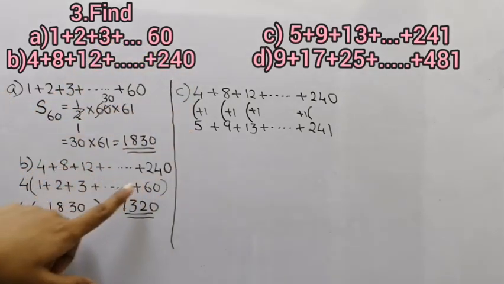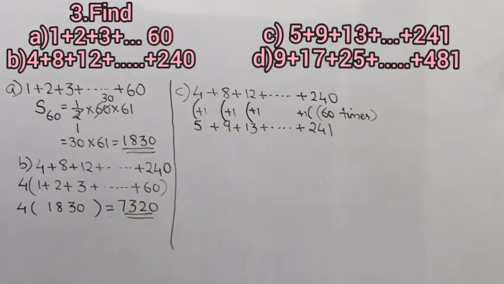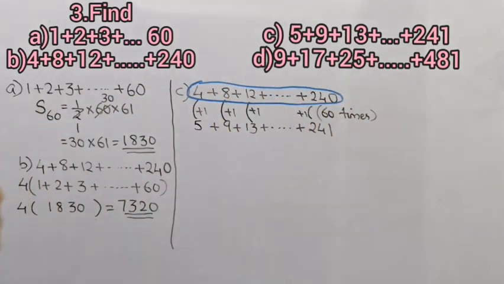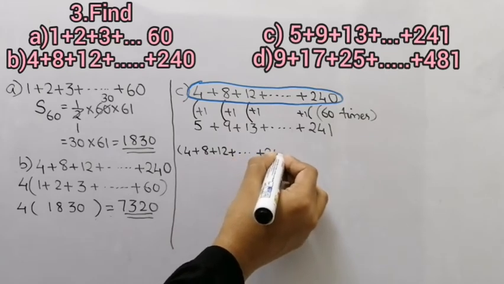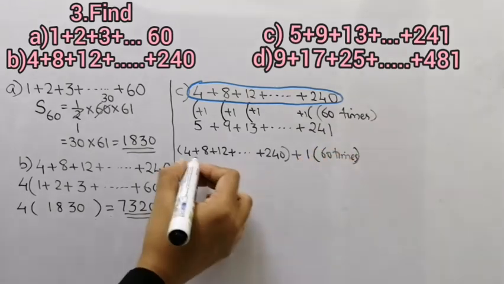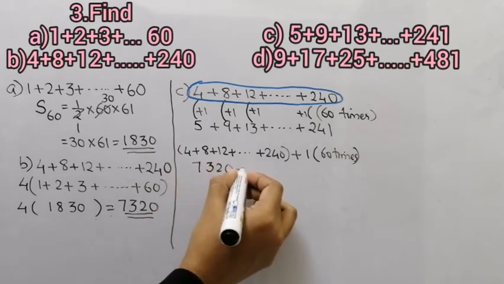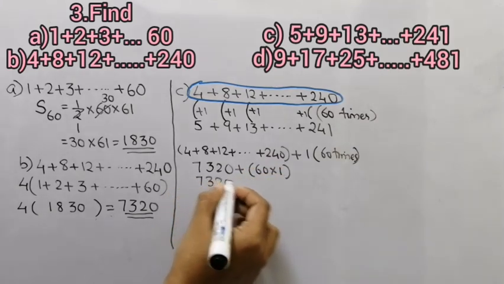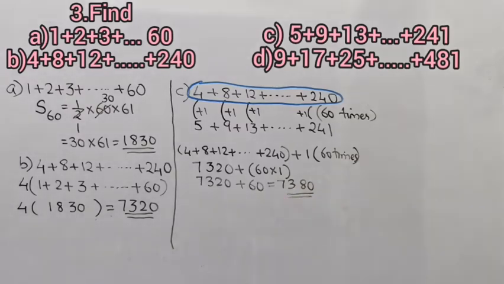So how many times are we adding? We know we are adding them 60 times. It's already understood from the first two bits. So how we are doing that: first we are taking this sequence, that is like this. See? 4 plus 8 plus 12 plus etc. up to 240. With that, we are adding 1. How many times are we adding? 60 times. Okay. So, what is the sum of 4 plus 8 plus 12 up to 240? The answer is 7320. 7320 plus 60. 1 we are adding 60 times. So, 60 into 1. 7320 plus 60, which is equal to 7380. This is the answer, our C bit.